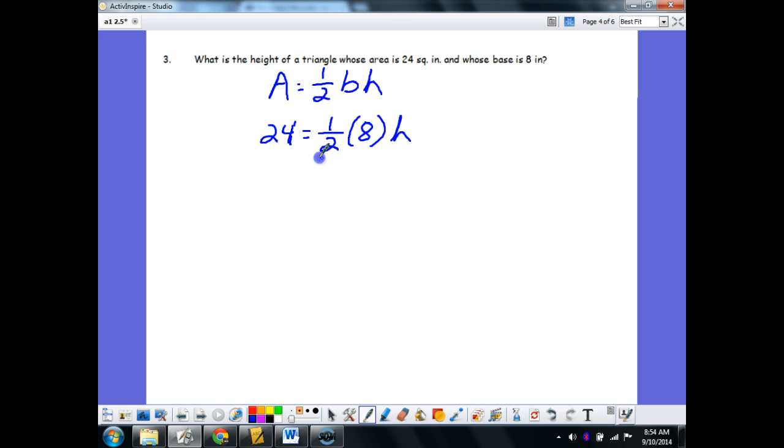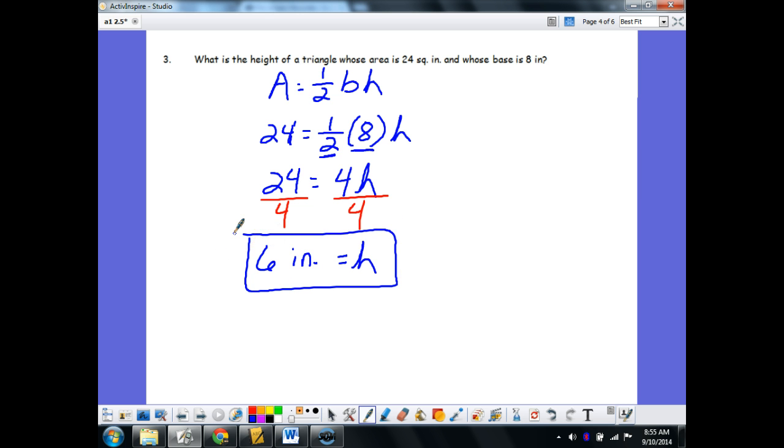So we are going to solve for the height. The first thing we can do is multiply the 1/2 and the 8. And the 1/2 times the 8 is 4. And then to solve for the height, we divide by 4. So then the height is 6 inches. That's the height of that triangle.